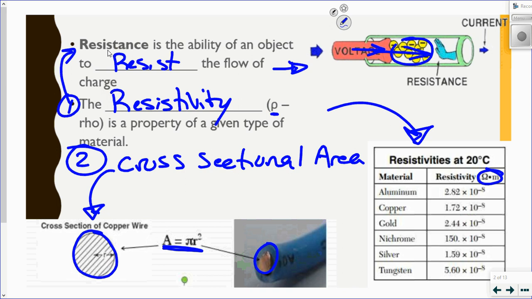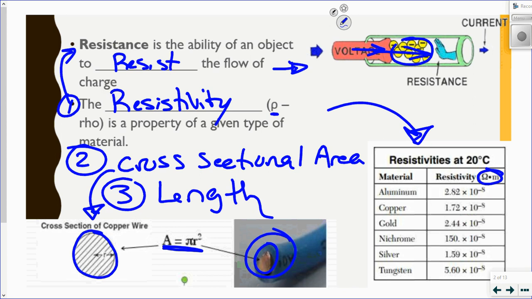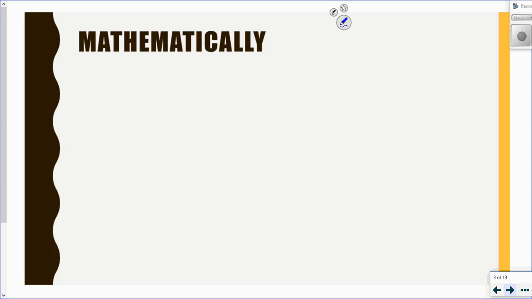Cross-sectional area is going to affect how resistive a material is. The bigger the space, in other words, the bigger the cross-sectional area, the easier it is for charges to fit through and to flow, so the less resistance will be present. And then the third factor is the length of the wire, or of the substance. The longer the substance is, the more difficult it is for charges to flow through, because they have to flow through a farther distance.